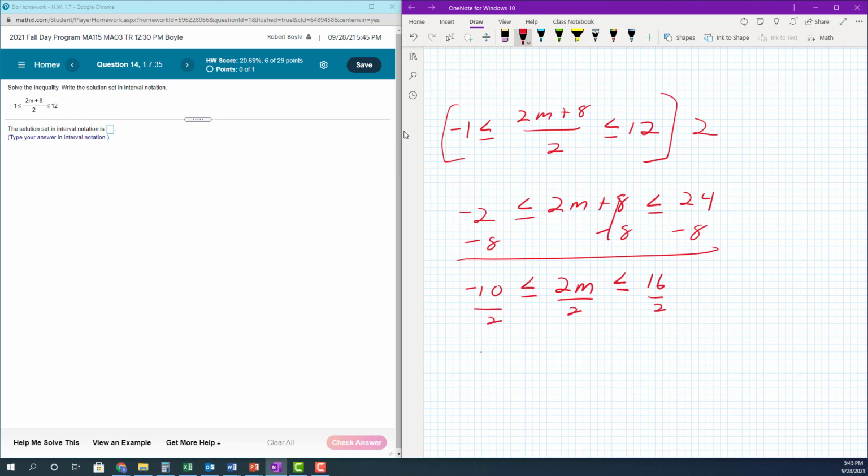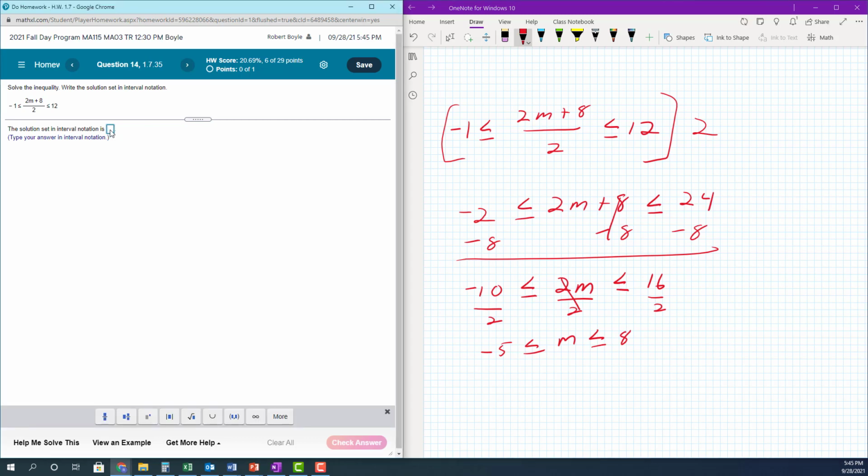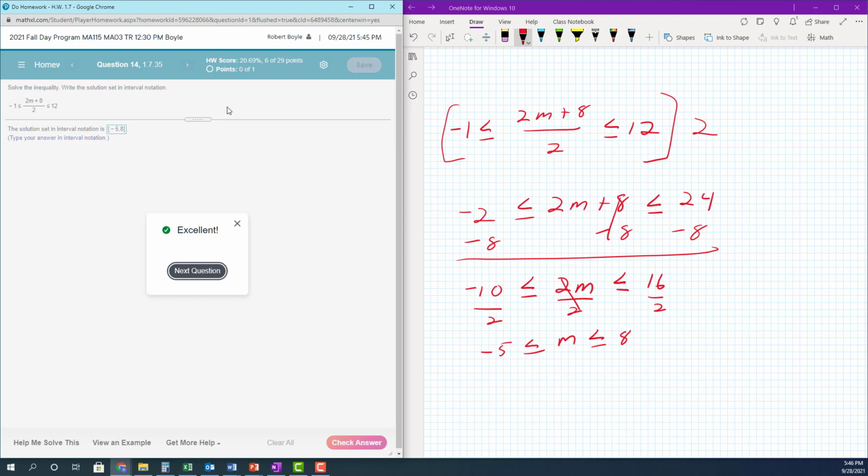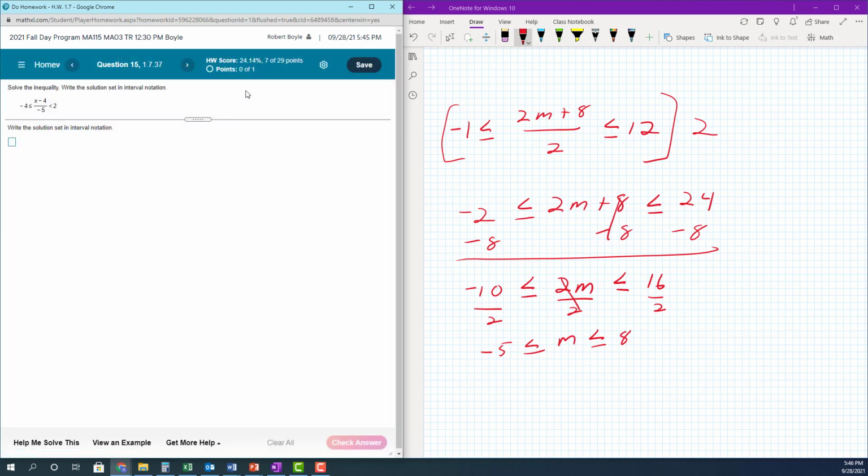Negative 10 divided by 2 is negative 5. That's going to be less than or equal to, these cancel, we have m, and that's going to be less than or equal to 8. And let's see if I have better luck with this one. Negative 5, comma 8. There we go. Okay, so at least that one they took.